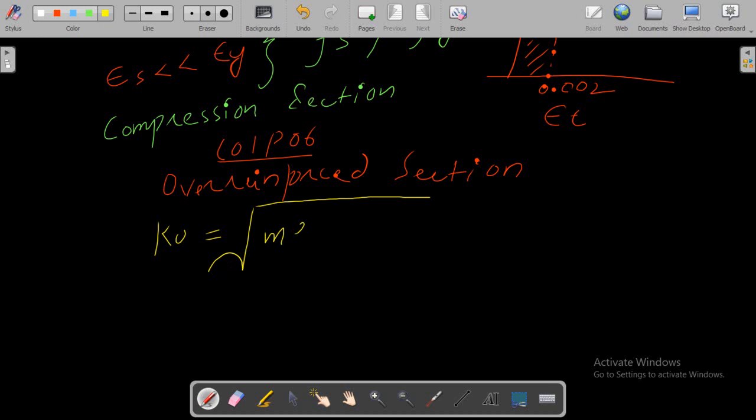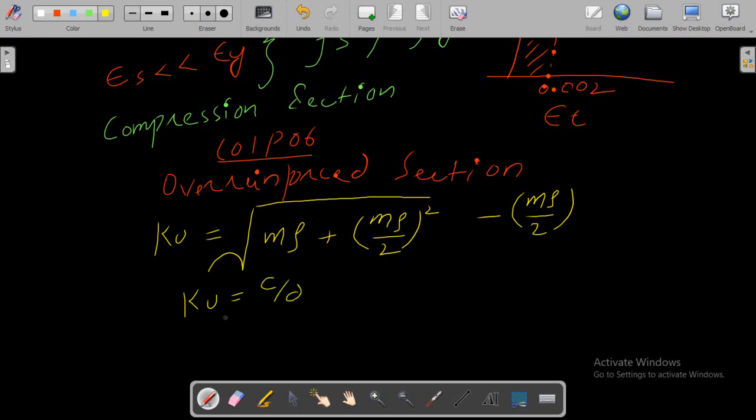Ku equals the square root of (m times rho divided by 2) squared plus m times rho, then minus m times rho divided by 2. So here we will use this equation. We know that Ku is what? Ku is nothing, it is equal to C divided by D, right? And we also know the value of m, right?